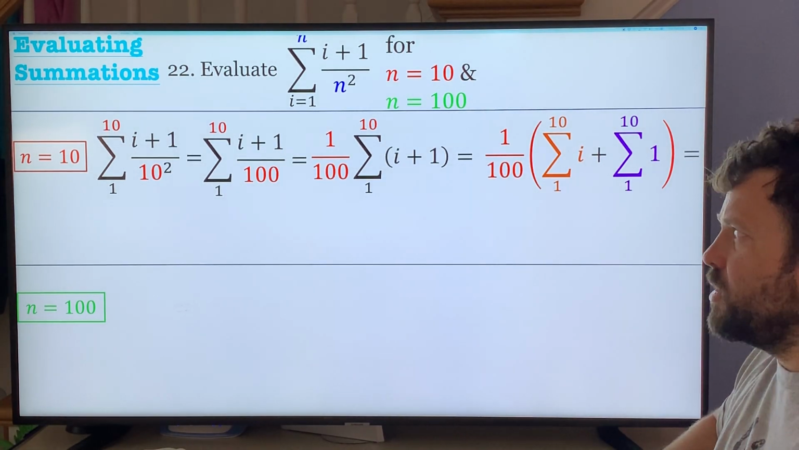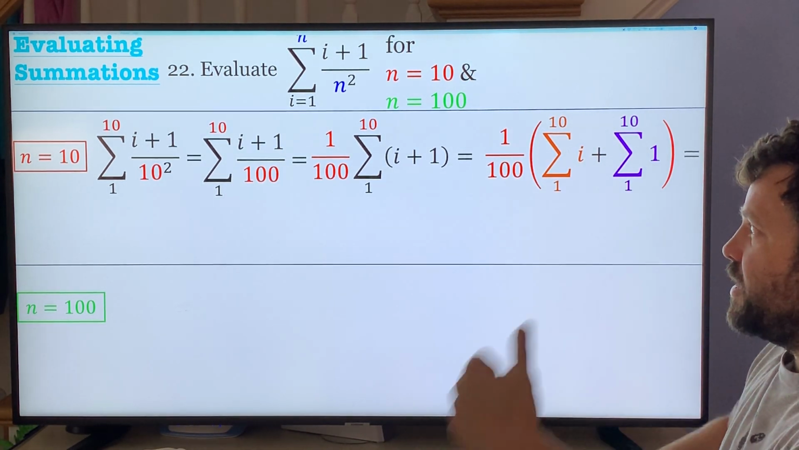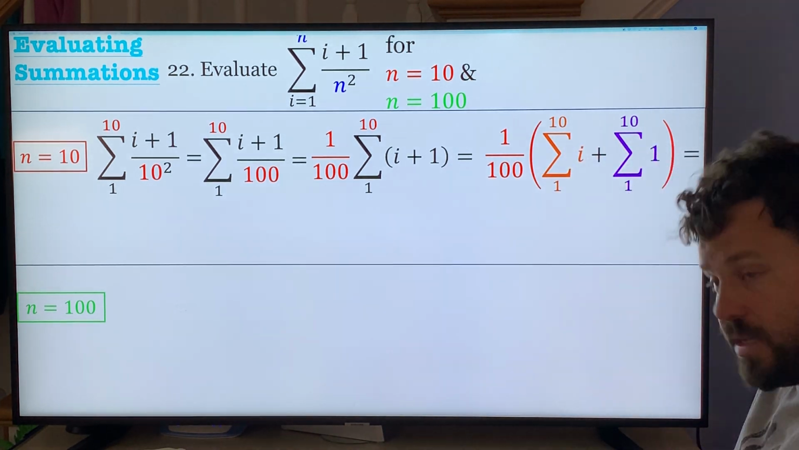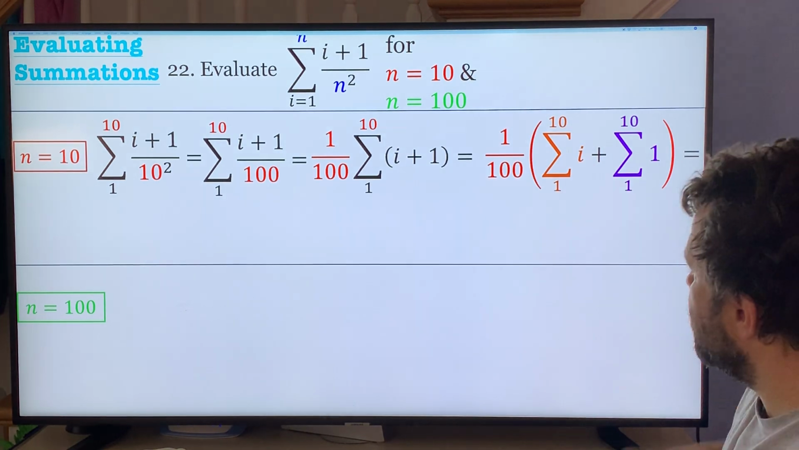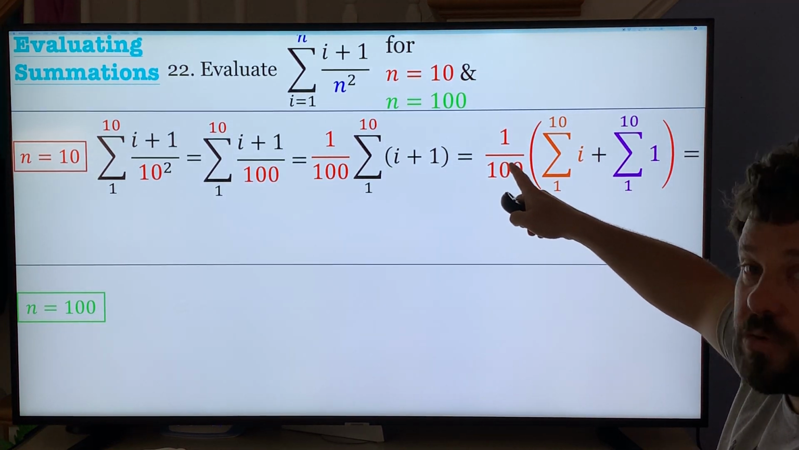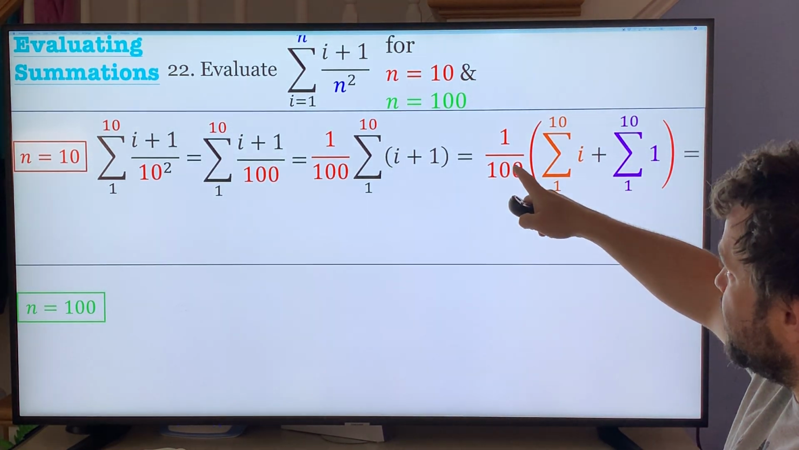That's step 2. So you pull out your constants first, and then you separate all the plus and minuses. You make each one individual sums. All right, we got that so far? Hopefully. Now, the 1 over 100 stays out front. Do not lose it. Some people forget about it and just leave it away.